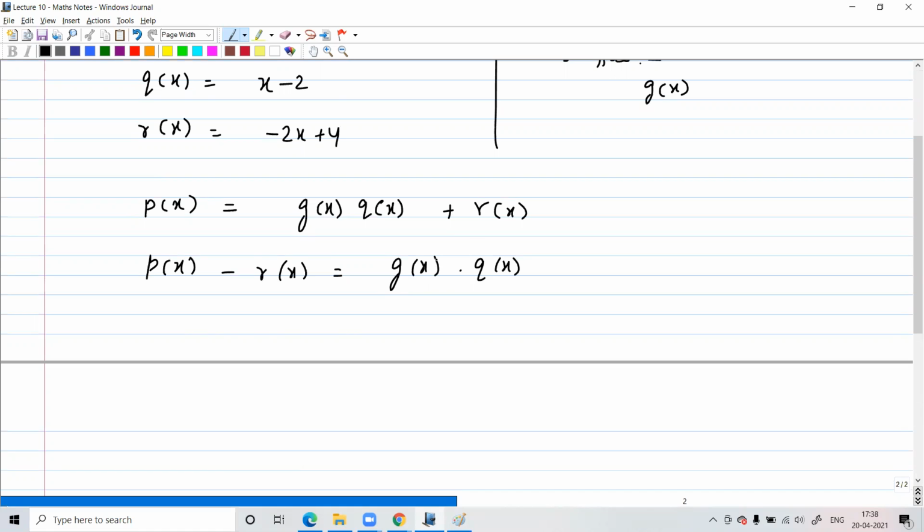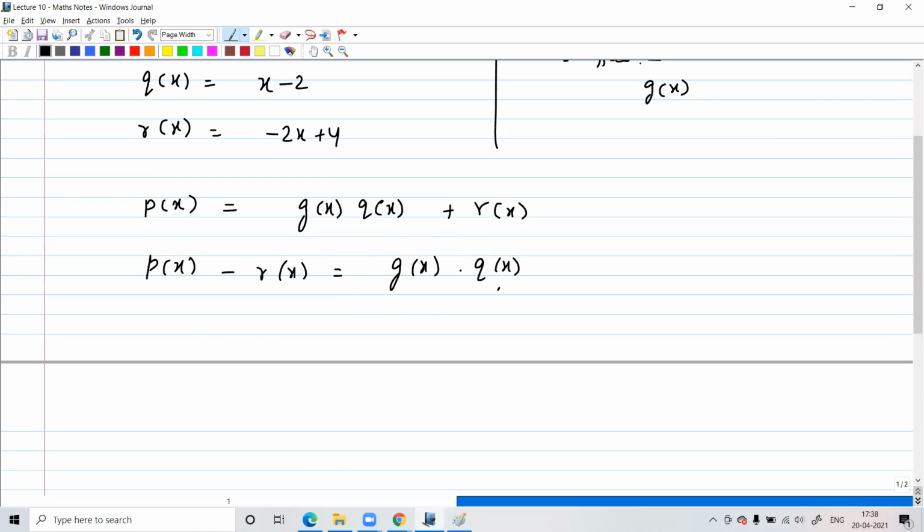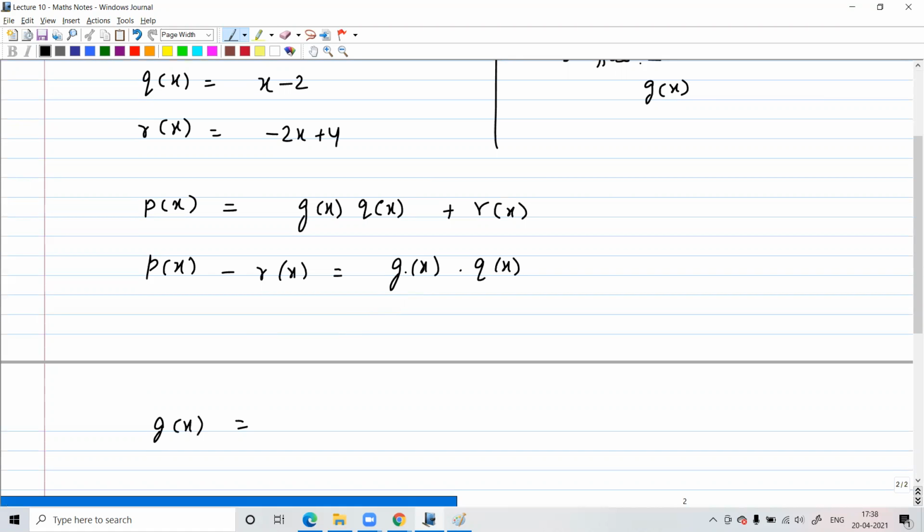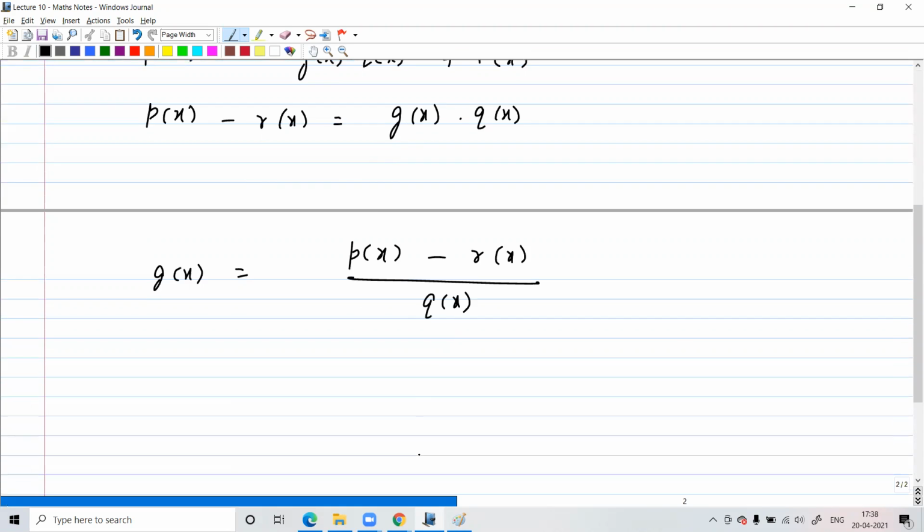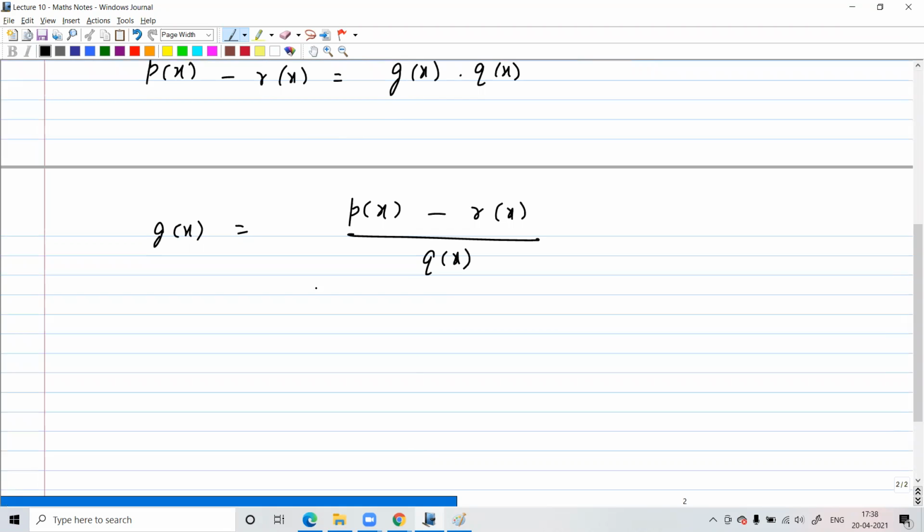They're not something different. They are just numbers, okay? So now I'm going to find g(x). So g(x), I will leave here. I will send the q(x) to the denominator. And let me write the g(x) on the left-hand side over here. So what will g(x) be equal to? P of x minus r of x divided by q of x. So that is how we are going to find our g(x).